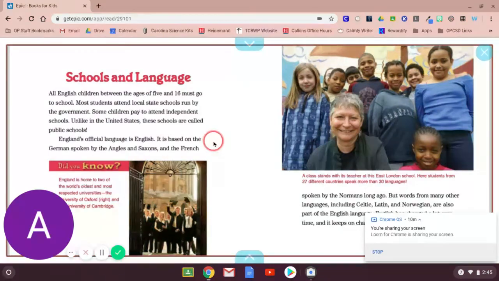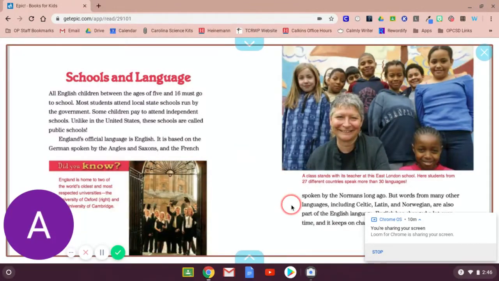Okay. England's official language is English. It is based on the German spoken by the Angles and Saxons and the French spoken by the Normans long ago. But words from many other languages, including Celtic, Latin, and Norwegian, are also part of the English language. And I'm going to stop right there because my little icon's blocking the rest.